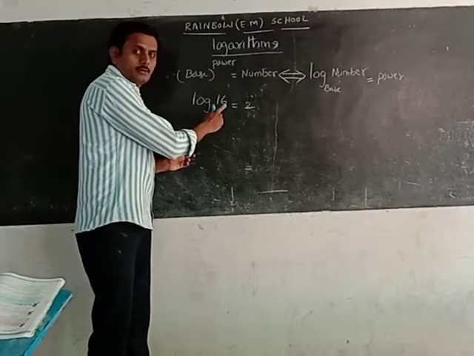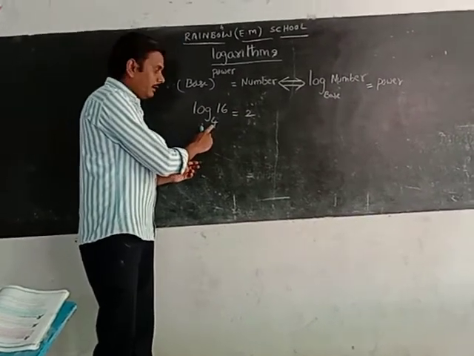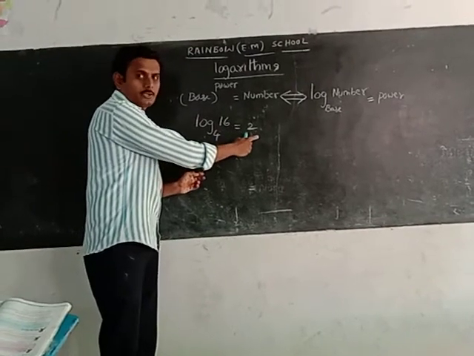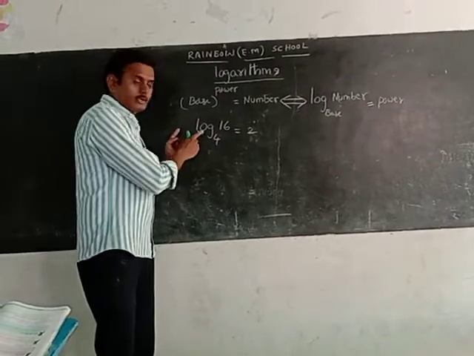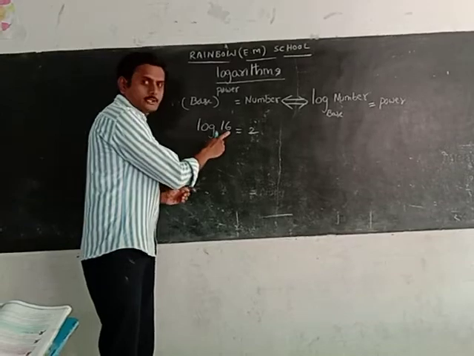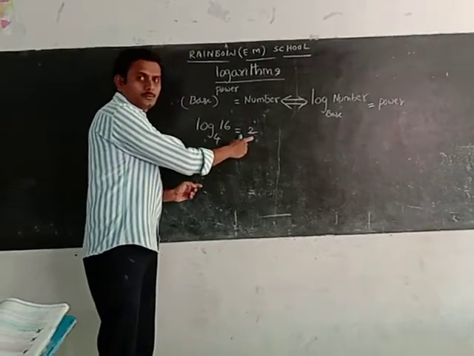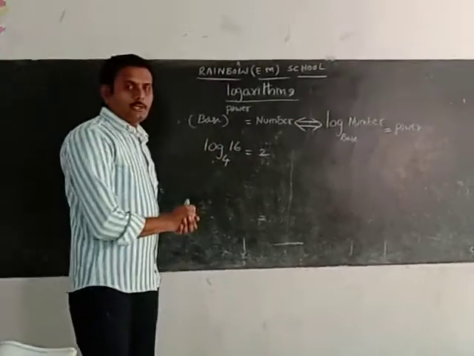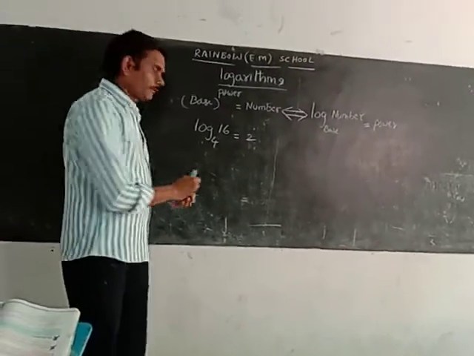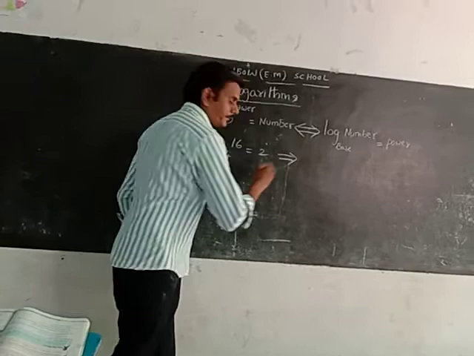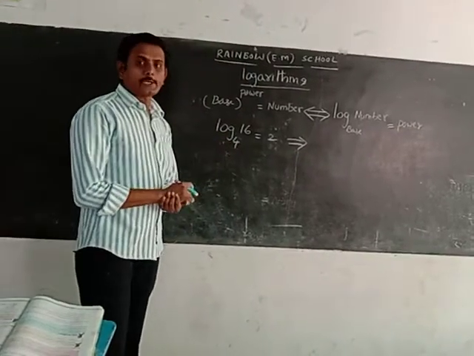Log of 16 to the base 4 is equal to 2. How can we read the logarithm? I want to write this in exponential form. How can we write the exponential form?